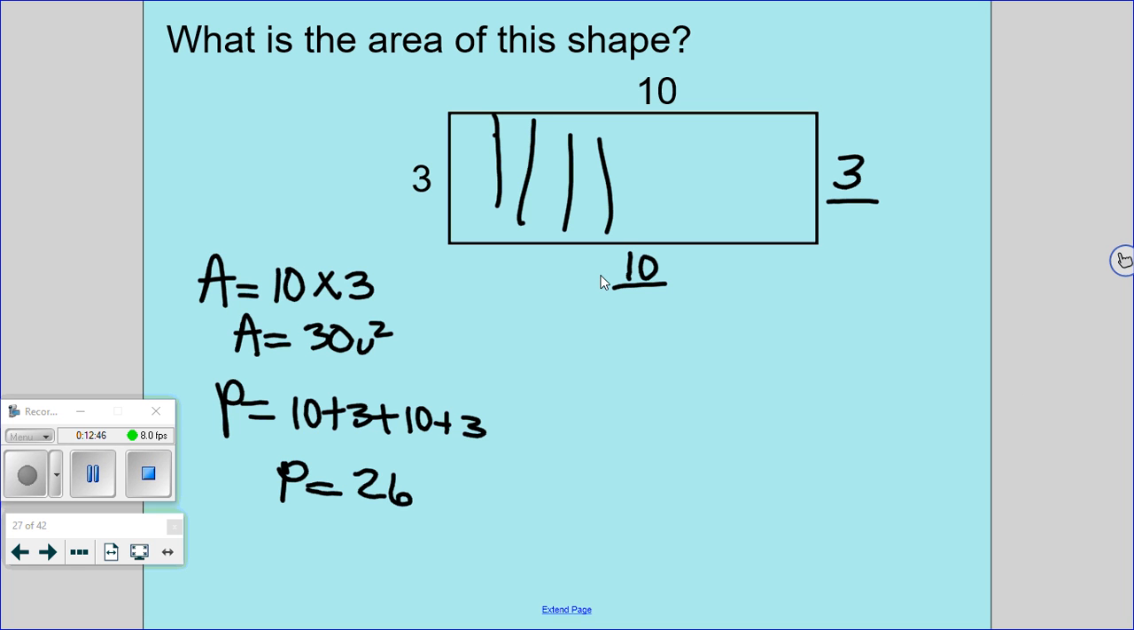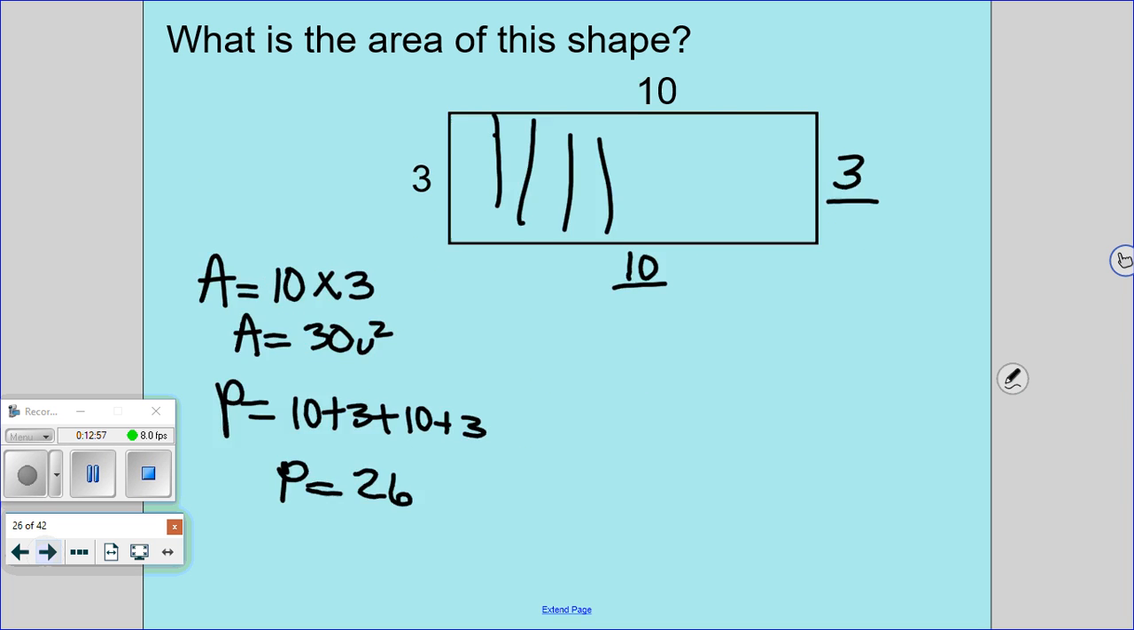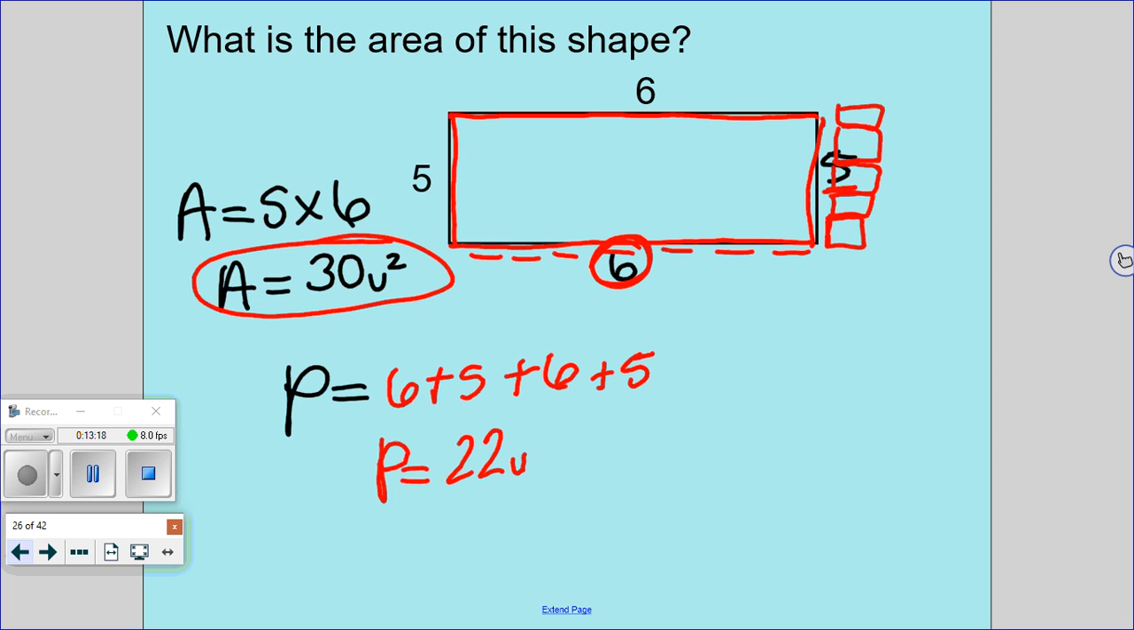Hey, wait a second. Look at that first one we just did. That area was 30. And this area, whoops, this area was 30. Did they have the same perimeter? Look, you have it on your paper. Aiden, did they have the same perimeter? This one has a perimeter of 26, and this one has a perimeter of 22.